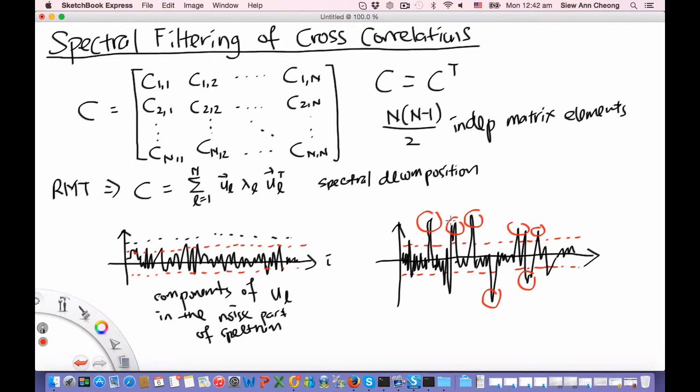If we do it this way, then this is called spectral filtering, but this is not the only way. In the next video review, we will go through first threshold filtering, followed by the minimal spanning tree and the planar maximally filtered graph.